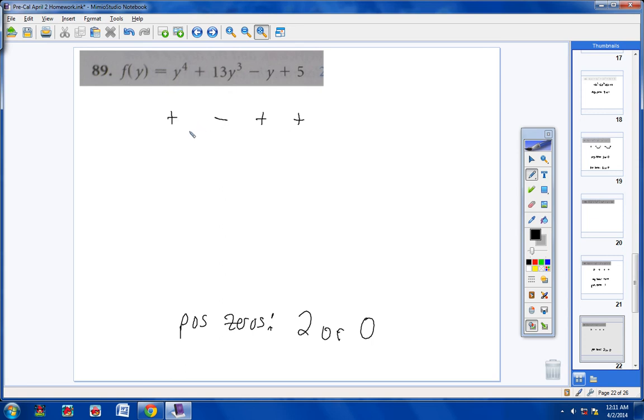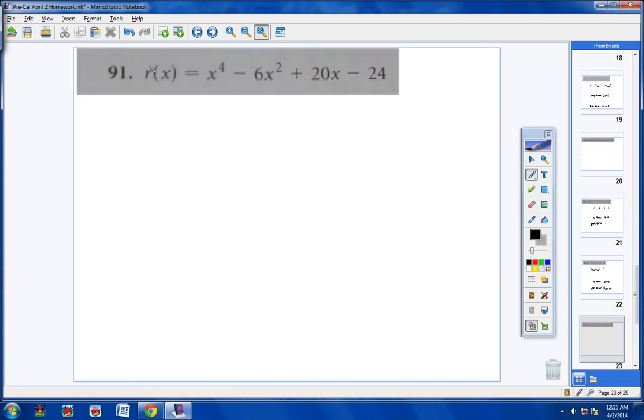So we have a sign change from here to here. That's 1. And from here to here, that's 2. So it looks like my negative zeros, I will have 2 or none. Okay? 2 or 0 negative zeros. All right, number 91.